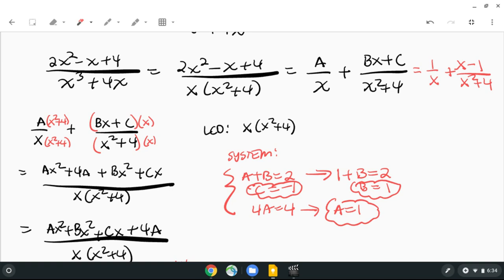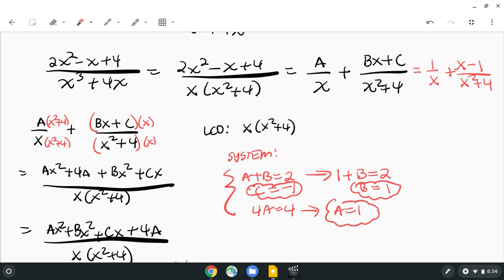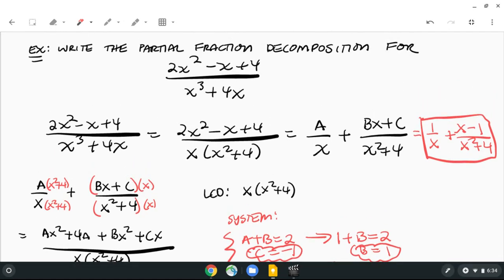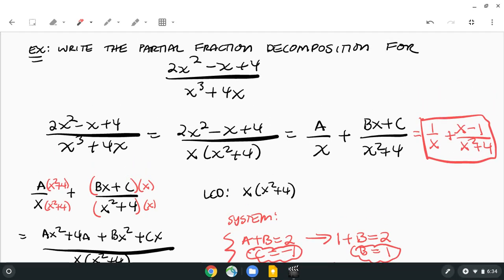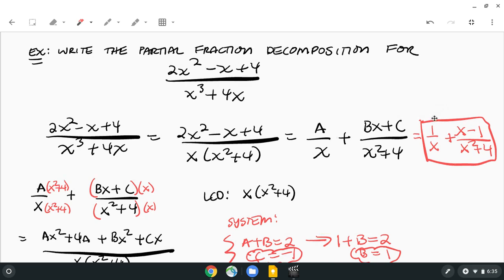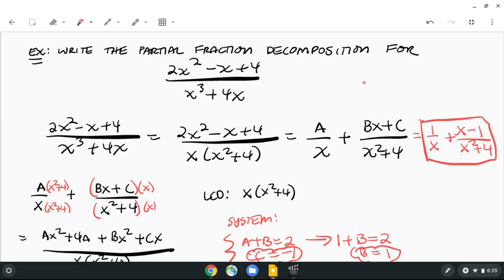So these are the partial fractions that you add together to get that original problem at 2x squared minus x plus 4 over x cubed plus 4x. Okay, so again, you just plug in for a, b, and c. A is 1, so that's 1. B is 1, so it's 1x. C is -1, so it's -1. Okay? All right, so that is it.